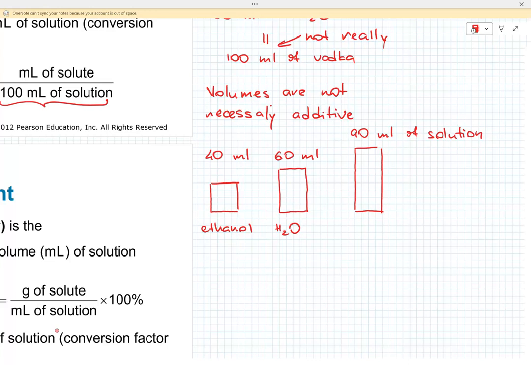Now, can you find the concentration of that solution? Yeah. You divide 40 by 90. My point is, you can find the volume, or you can find a concentration, but if you need something different, you should take the approach that Zach proposed. Does that make sense?